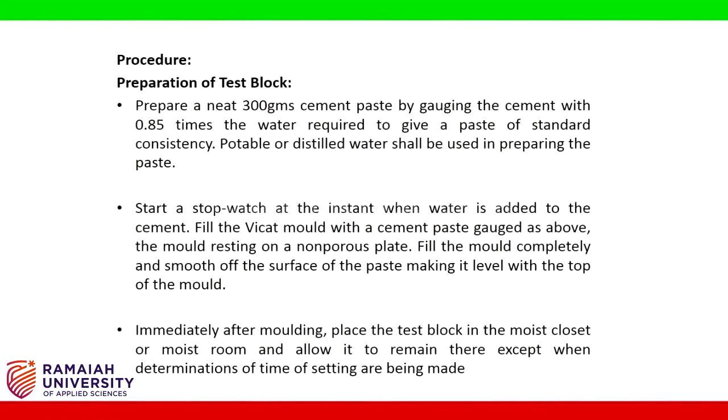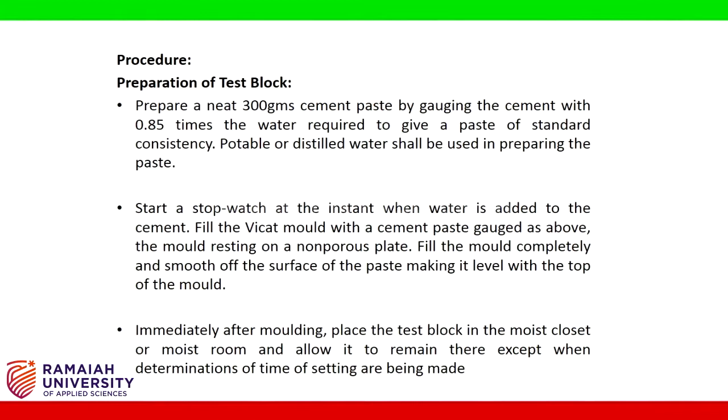Procedure: Preparation of test block. Prepare a neat 300 gram cement paste by gauging the cement with 0.85 times the water required to give a paste of standard consistency. Potable or distilled water shall be used in preparing the paste. Start a stopwatch at the instant when the water is added to the cement.